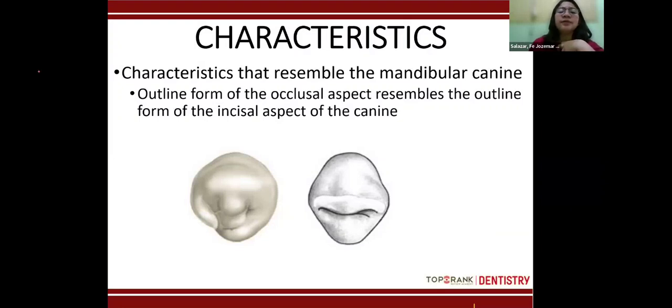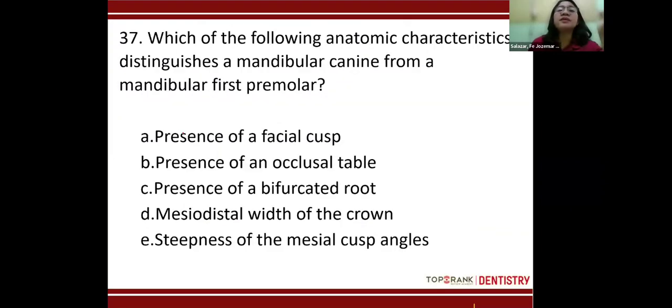Okay. So, number 37, which of the following anatomic characteristics distinguishes a mandibular canine from a mandibular first premolar? Presence of a facial cusp? Distinguishes daw a canine from a first premolar. Facial cusp, pareho naman silang may cusp. Okay, distinguishes, so no. Occlusal table. May occlusal table ba ang canine? Wala. Okay, so ito pwede.